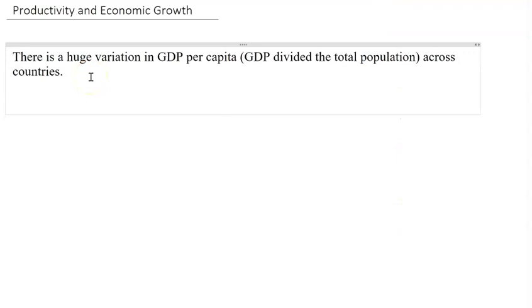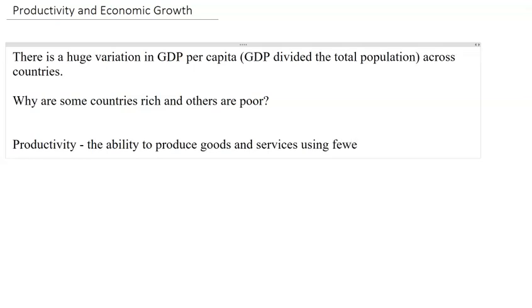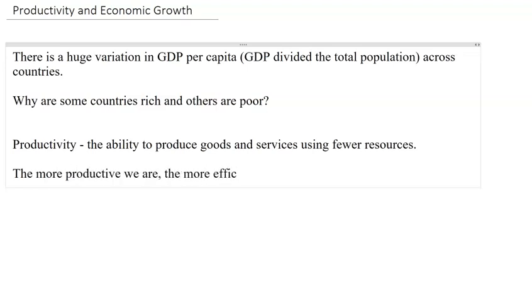So one thing that economists want to know is, why are some countries rich and others poor? We look at different factors that could affect it, and one of the things that we know affects the income between different countries is what we call productivity, which, in a nutshell, is the ability to produce goods and services using fewer resources. So the more productive we are, the more efficient we are. They are synonyms, productivity and efficiency.